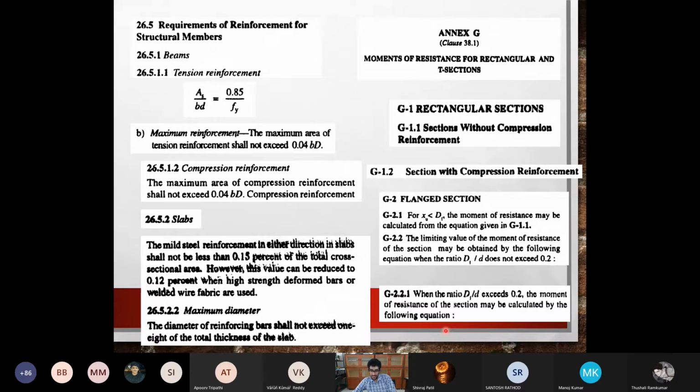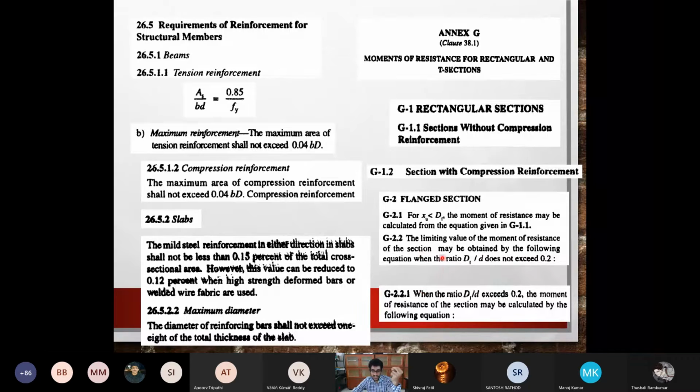One is what is that? XU is less than DF or DF greater than XU. This is the rectangle section. It says moment of resistance may be calculated from the equation given in G11. If you open G11 and see, you will see the same rectangle beam formula. That is also stated over here.